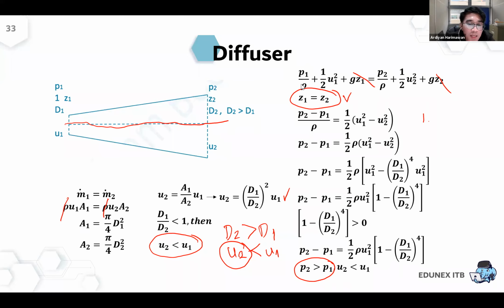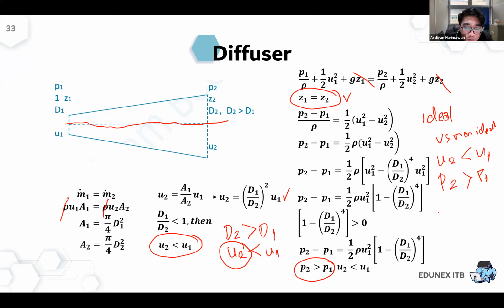Yeah, it means if we compare ideal Bernoulli versus non-ideal, the velocity is decreased compared to the inlet. If you compare inlet to outlet, the velocity will decrease and the pressure will increase.